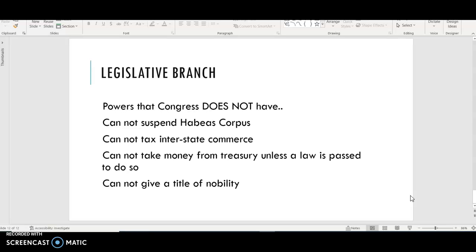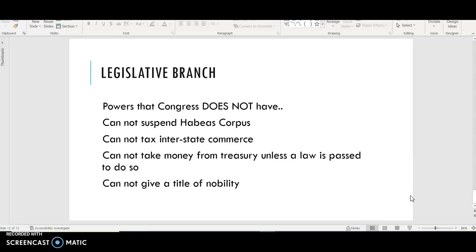Congress does not have these powers. They cannot suspend habeas corpus. Habeas corpus means if somebody is found guilty of a big crime and they are placed in prison, the House of Representatives and the Senate do not get to go, oh no, we like that person. We're just going to overrule and they can walk free. They don't get to just do that.